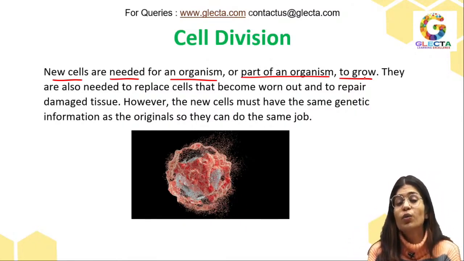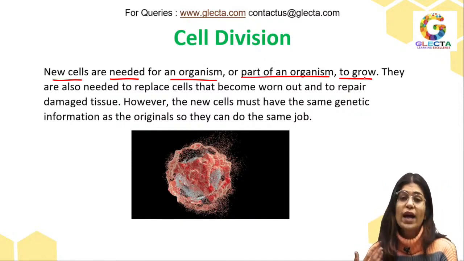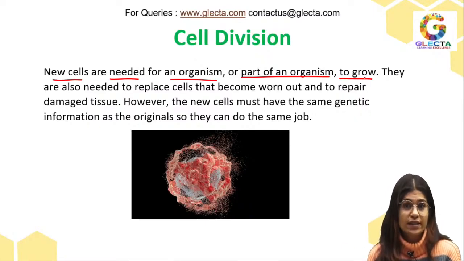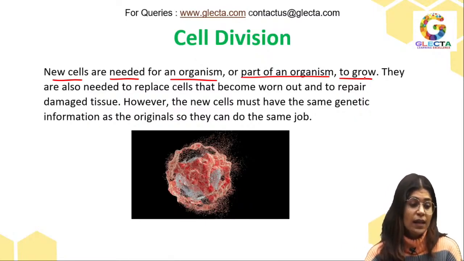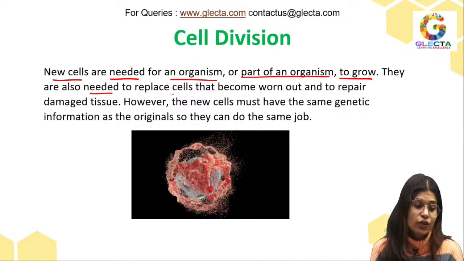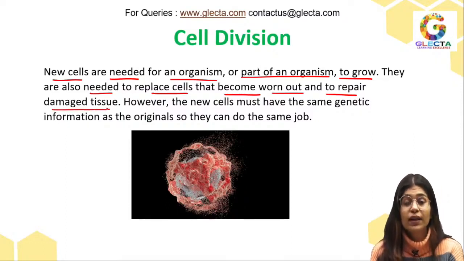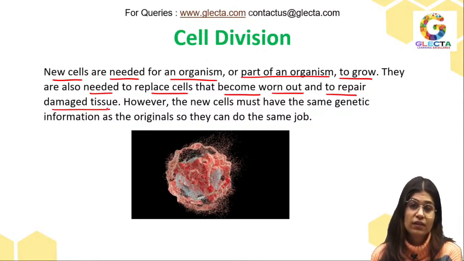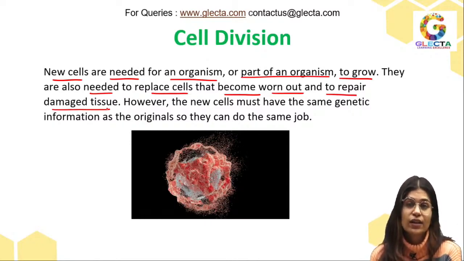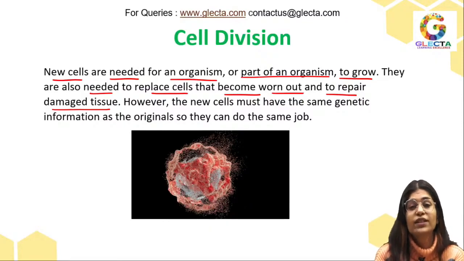So like that, we always need new cells so that we can have more and more qualities like the previous one. They also are needed to replace the cells that have become worn out and to replace the damaged tissues. For example, you might have had a cut in the kitchen. You damaged the cell. You killed the cells technically. So you would have to have new cells that can replace the old one.